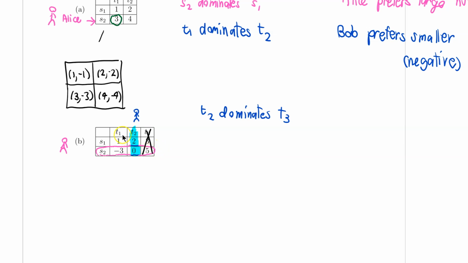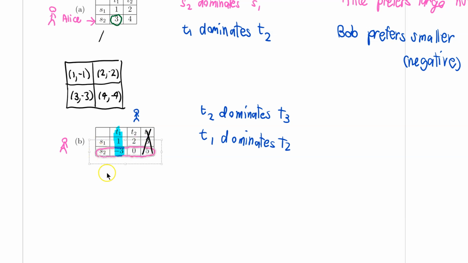But it doesn't stop here. It turns out that T1 also dominates T2. So for example, let me put myself here. If Alice plays the top row, playing T1 is going to be better than playing T2 because paying $1 is better than paying $2. And if Alice plays the bottom row, then -3 here means Alice now has to pay Bob $3. So getting $3 is better than getting nothing. So no matter what Alice does, playing T1 is always better than playing T2.